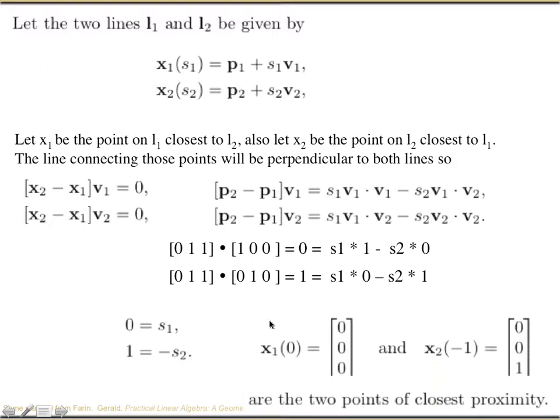Now I can put those back in the equation, and I get that the points of closest approach are 0, 0, 0, and x2 with s2 of minus 1, which is 0, 0, 1. You can go back to those lines and check graphically, if you want. Those will be the 2 closest points for those lines.